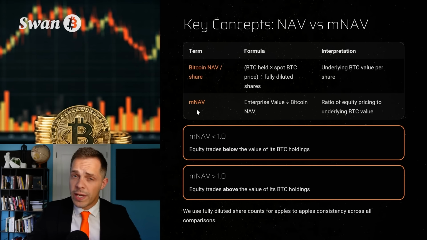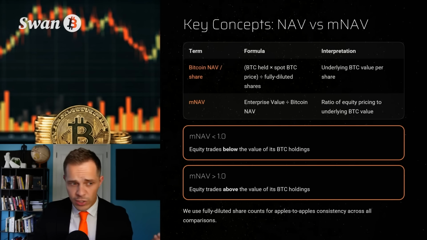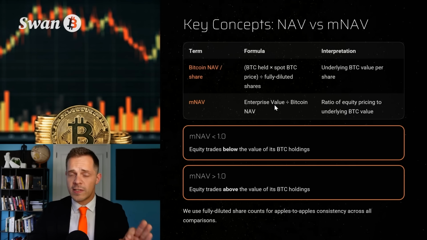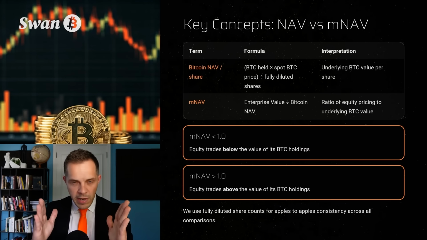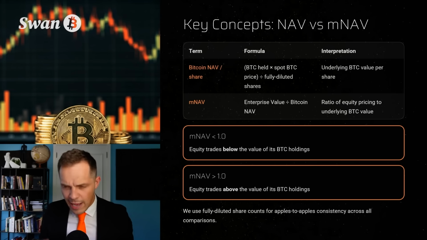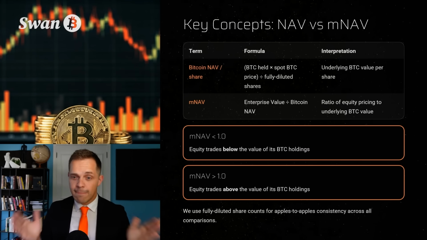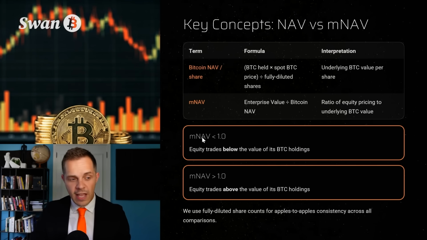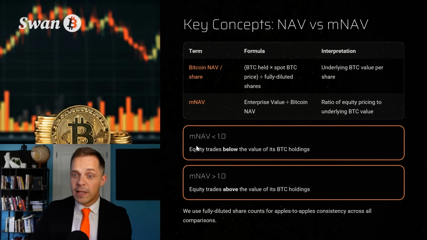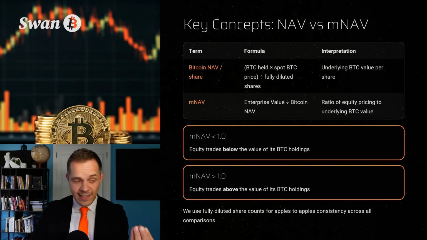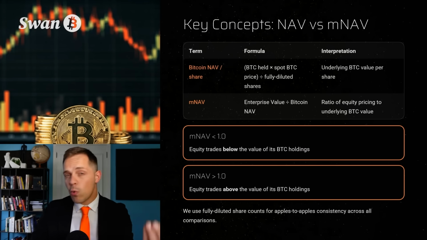Second is our M-NAV. We adjust for a company's balance sheet leverage. So we take the enterprise value, which is the market cap, plus the debt minus the cash, and then we divide that by the net asset value of the Bitcoin. So M-NAV is the simple ratio that tells us how each equity share is priced versus the Bitcoin that it represents. If M-NAV equals 1, that means the market pricing matches the underlying BTC value. If the M-NAV is less than 1, that means the share price reflects less than the value of the Bitcoin. And if the M-NAV is greater than 1, that means the share price reflects more than the BTC value.